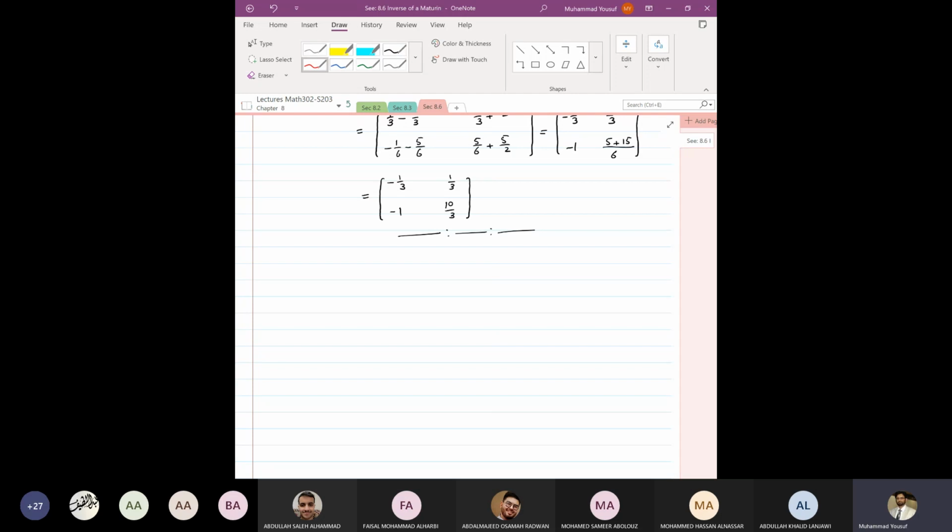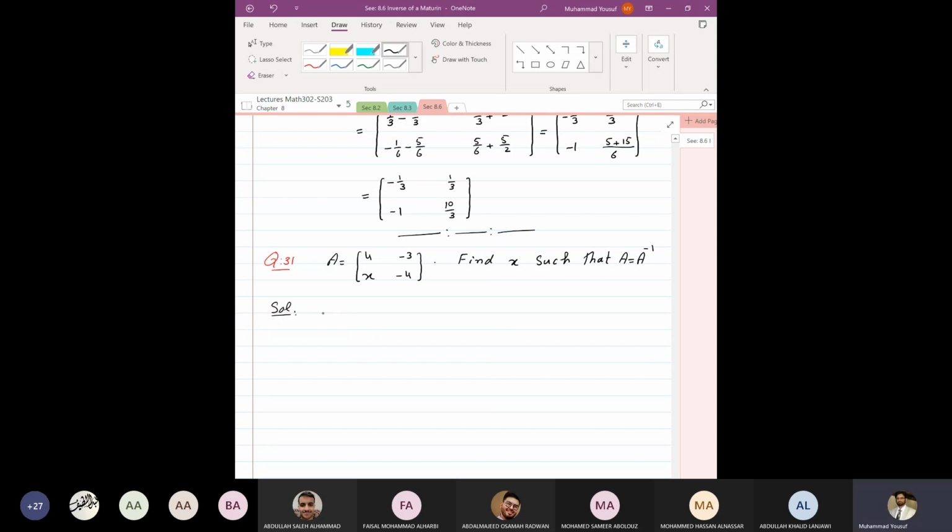Question number 31 is like this. That A is equal to 4, minus 3, x and minus 4. Find x such that A is the same as A inverse. That is, A is its own inverse. Okay.